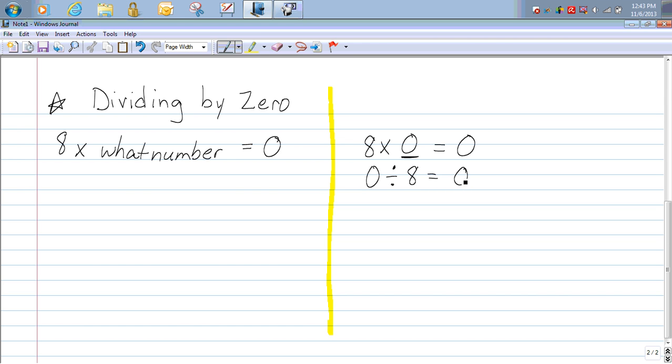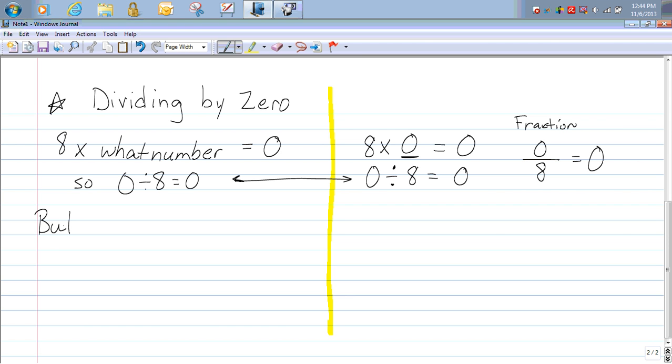items in each box. Now, in previous lessons, we wrote our division as a fraction. So let's write this. I have 0 items, and I'm putting them in 8 boxes. 0 divided by 8 is 0. So to write it another way, 0 divided by 8 equals 0. And these match up.